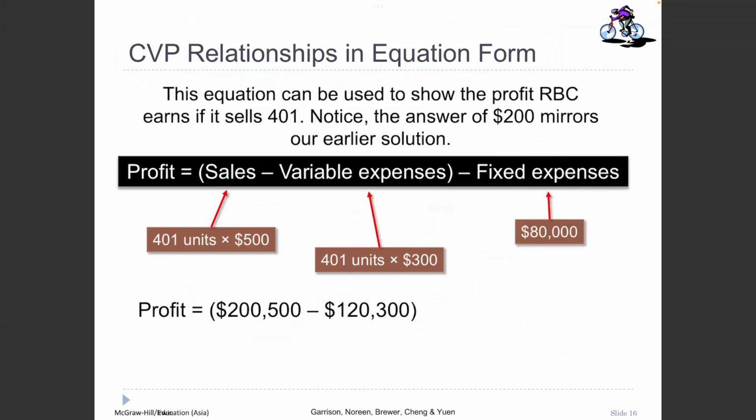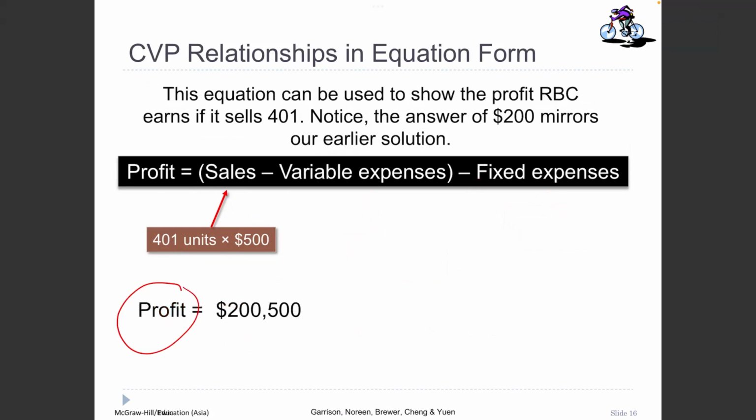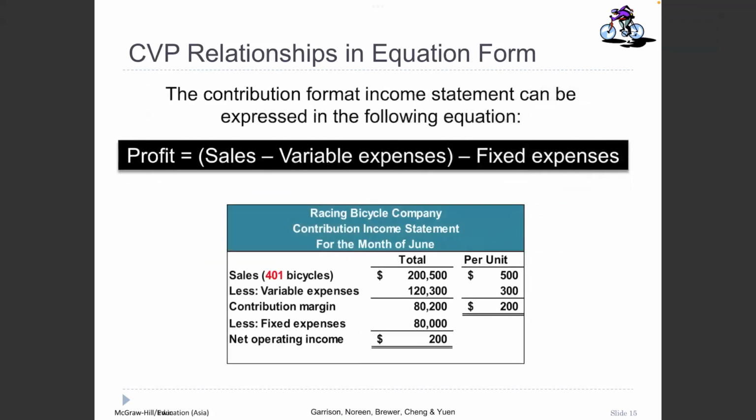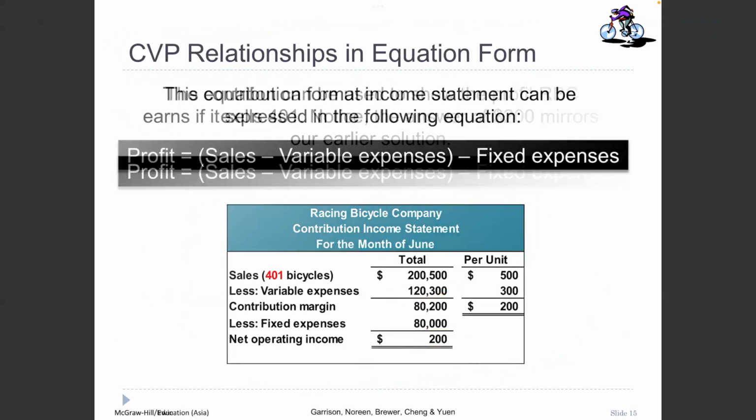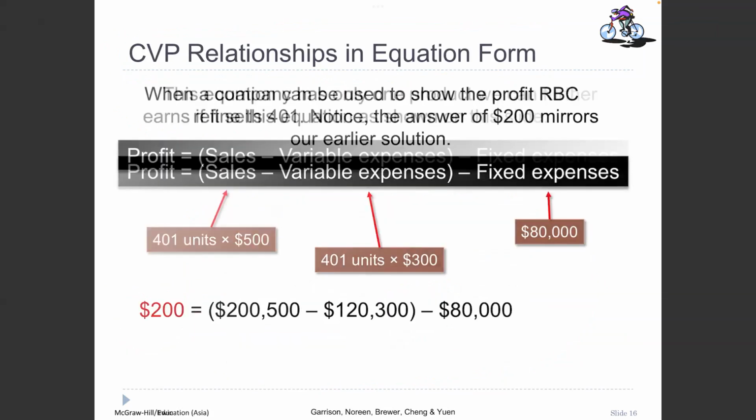Okay, so 401 units multiplied with $500. That is your total sales. And then variable expense: 401 units multiplied with $300, and then you minus $80,000. So you will get this one. So you know that you will be getting a profit of $200, which is similar to what is shown in this income statement. So for a quicker result, you don't have to draw up this income statement, but you can use this formula. All right, so let's have a look at the next one.